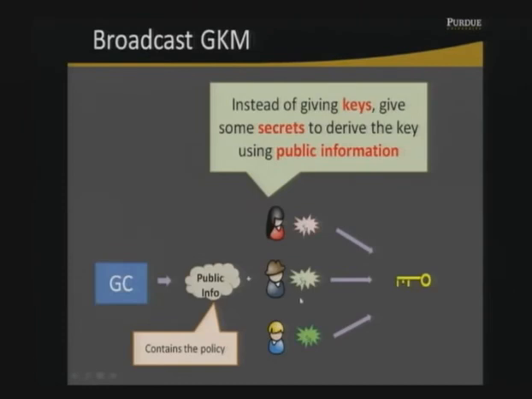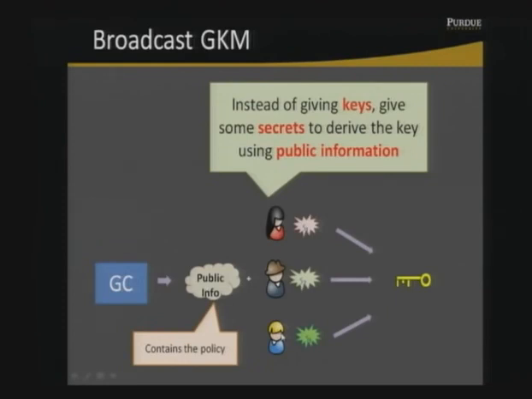And then later on, the group controller wants to allow the users to derive a symmetric key. For that, it publishes some public information. Depending on some policy, this public information encodes the policy and hides the symmetric key. Whoever satisfies that policy can combine the public information and their secret and get the symmetric key. For example, if Tim does not satisfy this policy, he won't be able to combine this public information and his secret to get the key.